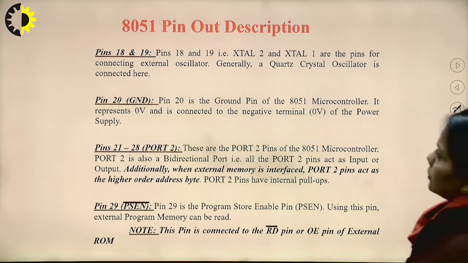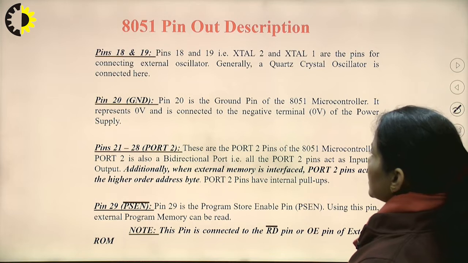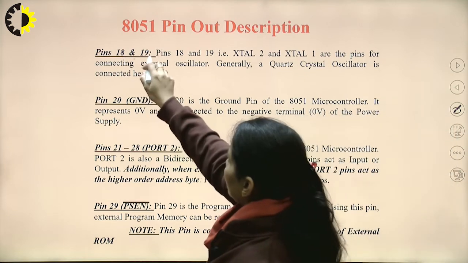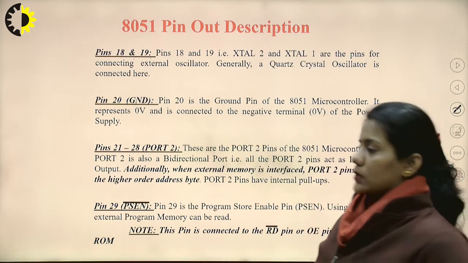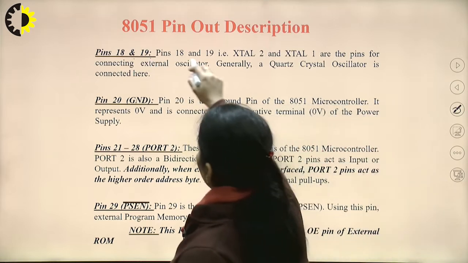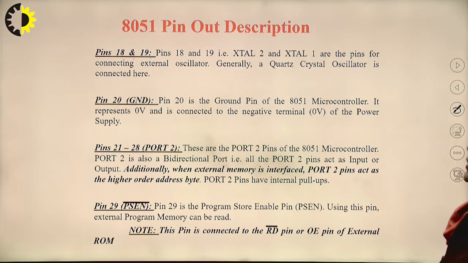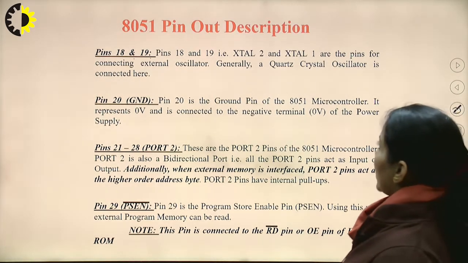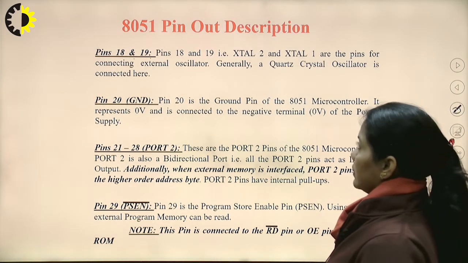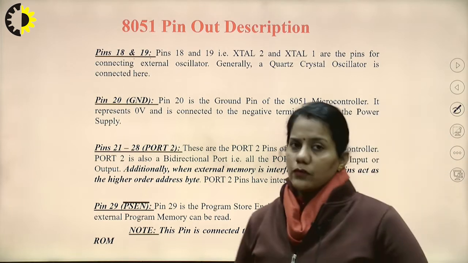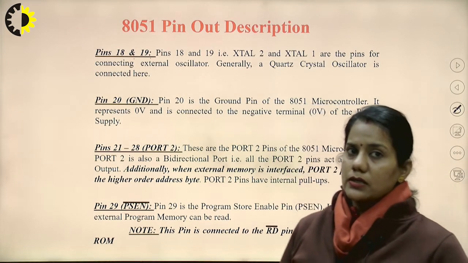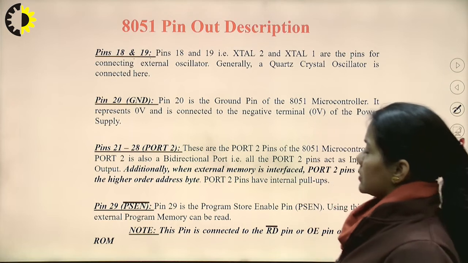Now we move on to another pins, that is pin number 18 and 19. We are reading these pins in sequence. So pin number 18 and 19 represent crystal 2 and crystal 1, the pins for connecting an external oscillator. Generally, a quartz crystal oscillator is connected here. Why quartz crystal? Because it has the highest accuracy among all crystals available.